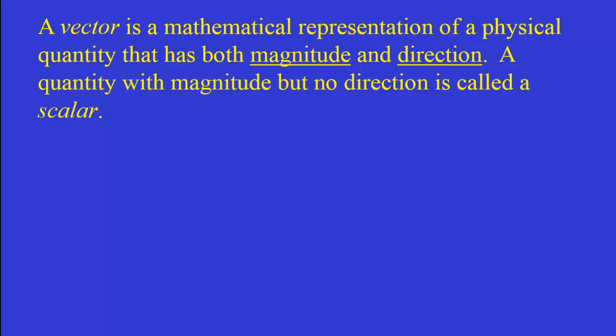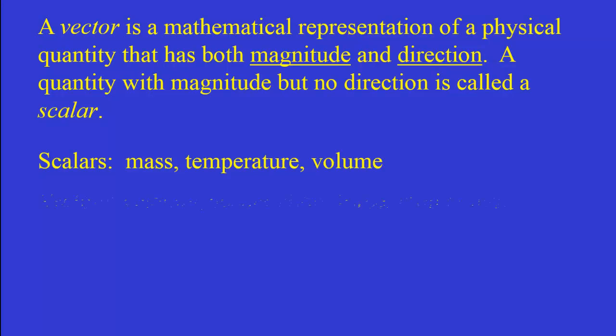So a vector is a mathematical representation of some kind of physical quantity, and it's got two chief properties, magnitude and direction. Some physical properties aren't vectors, and they have perhaps magnitude but no direction. That kind of a physical quantity is called a scalar, and some examples include mass, temperature, and volume. They have magnitudes, but they don't have directions associated with them.